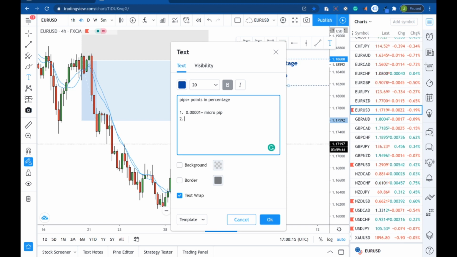Number 2, we have 0.0001, and this is going to be 1 pip. So this is where we actually start counting. This is where we actually start really earning money, the accumulation of 1 pip. Next we have number 3, 0.0010. So we can understand that this is 10 pips, 1 micro pip, let's just write that. And then this also equals 1 point, okay? This also equals 10 points on the MT4.